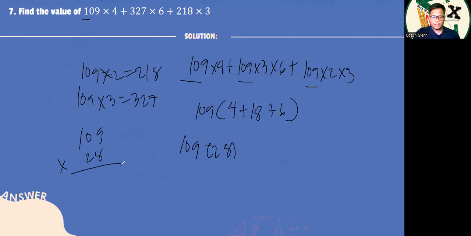8 times 9, that's equal to 72. 8 times 0 is 0. 0 plus 7, that's 7. 8 times 1, that's 8. 2 times 9 is 18. Carry 1. 2 times 0 is 0. 0 plus 1, that's 1. 2 times 1, that's 2. So we add this, and this is equal to 3052. So that should be our final answer. Okay. Any questions for this one?